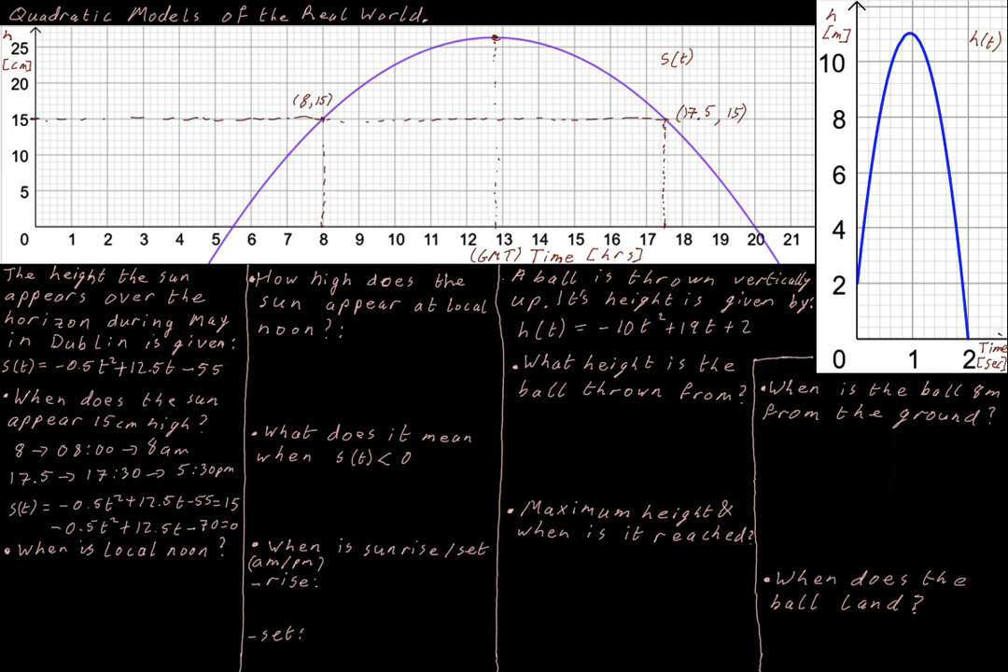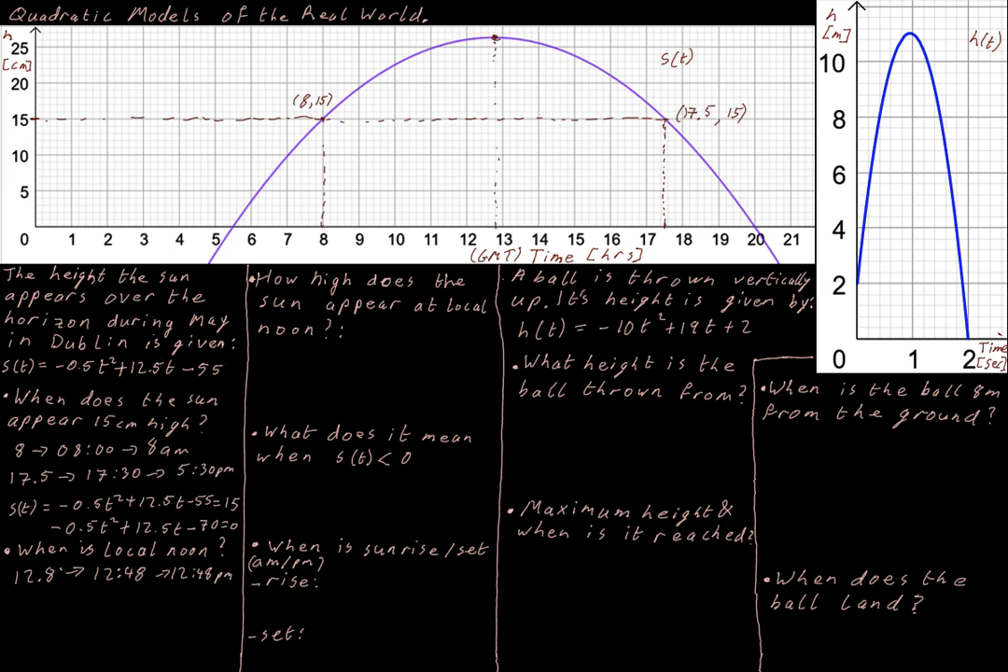So that would be 12.8 hours. And we wanted to give that in hours and minutes. 0.8 of an hour would be 0.8 of 60, which would be 48. So that would be 12:48. Again, 0.8 times 60 minutes is 48. So you could say that is 12:48 p.m.